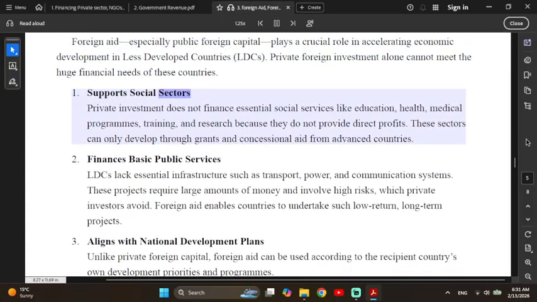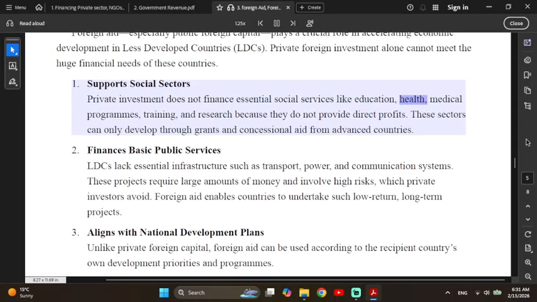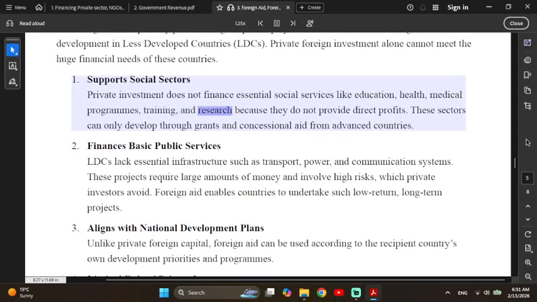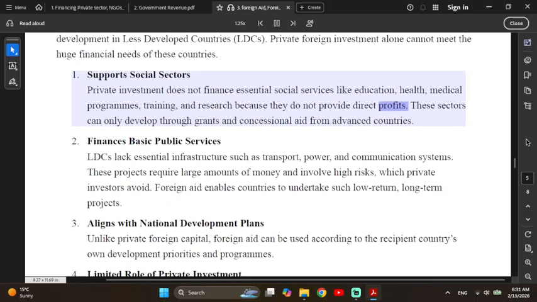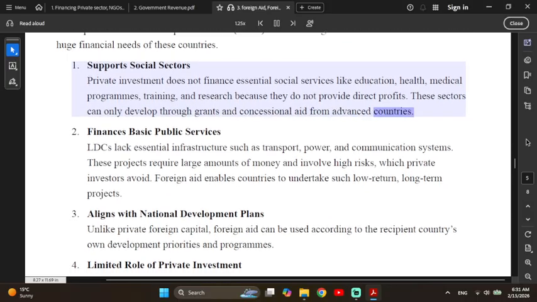1. Supports social sectors. Private investment does not finance essential social services like education, health, medical programs, training, and research because they do not provide direct profits. These sectors can only develop through grants and concessional aid from advanced countries.